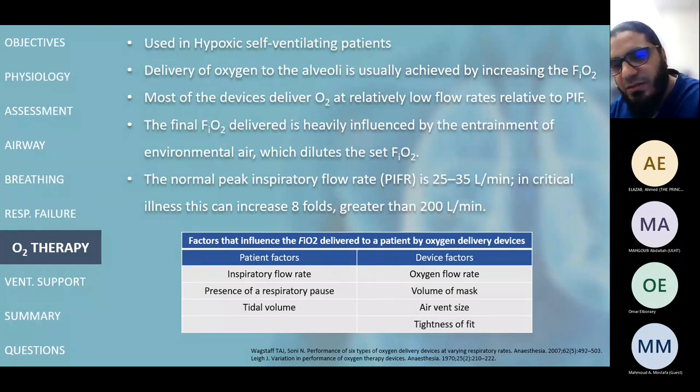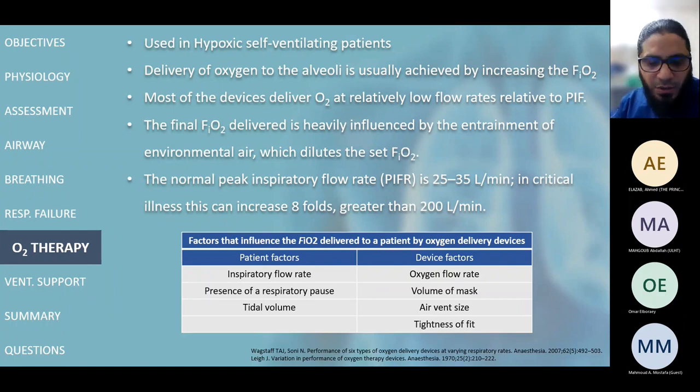The factors in the device are, again, the flow rate of the device that you use, the volume of the mask itself, because it will act as a reservoir of that oxygen, the size of the vent that the oxygen goes through, and how tight the device is on the patient.